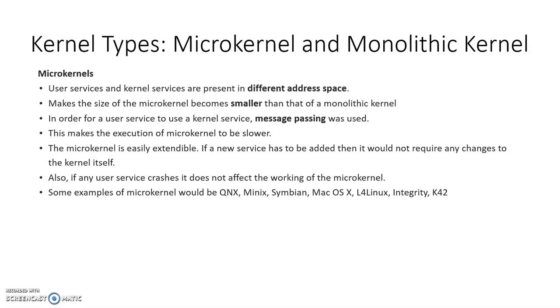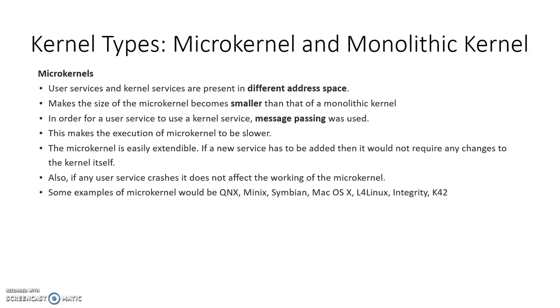In order for a user to use a kernel service, message passing is used. So if a user service wants to use a kernel service, or a kernel service wants to use a user service, both services pass messages between themselves. Now, this makes the execution of the microkernel slower because there has to be an exchange between both of them since they are not in the same address space.